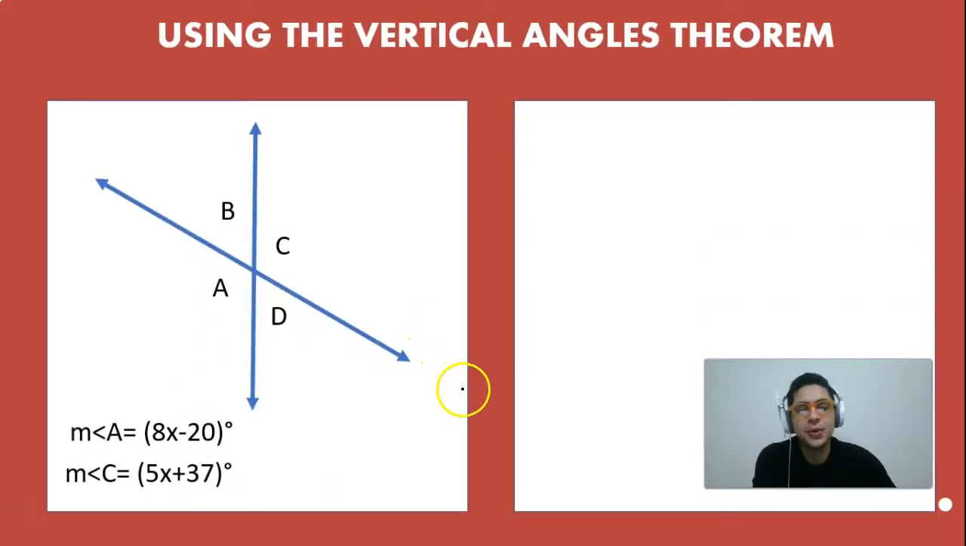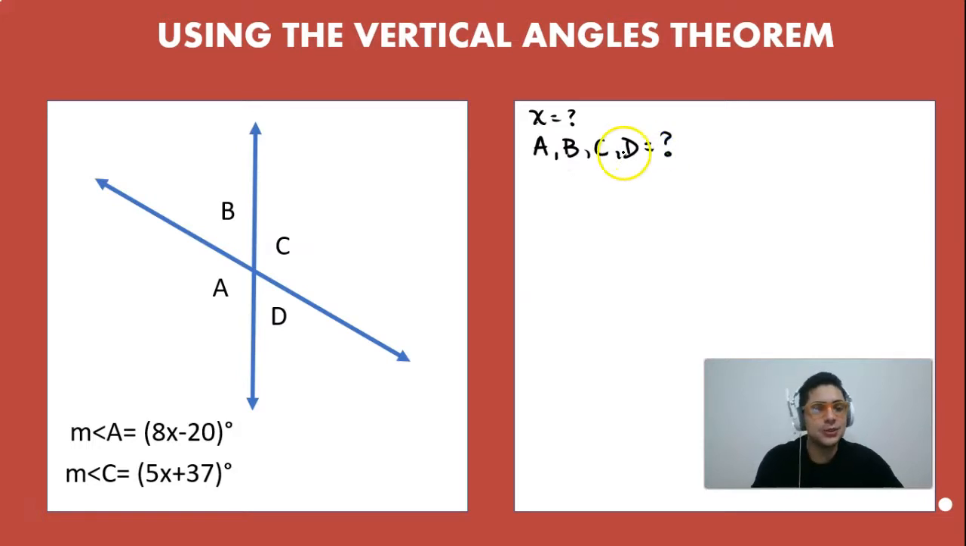Now, guys, we are going to take a look at this problem right here, which is using the vertical angles theorem to solve this problem. In this problem, we want to see what is the value of x, and what is the value of angle A, angle B, angle C, and angle D? So we are going to take a look at those 5 things. Make sure you pause the video if you need to.